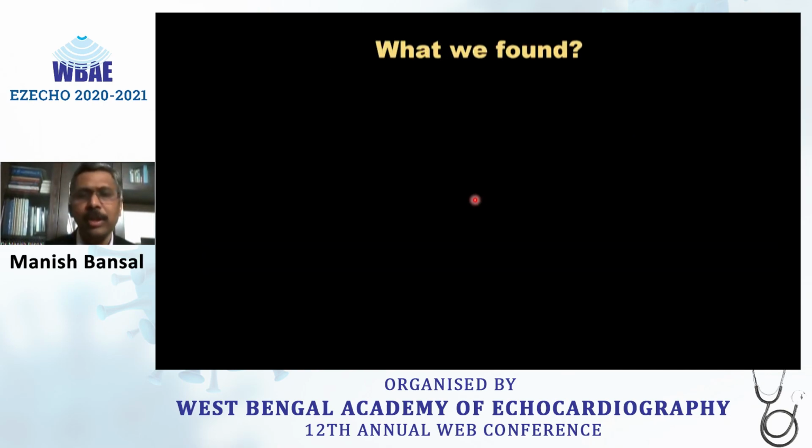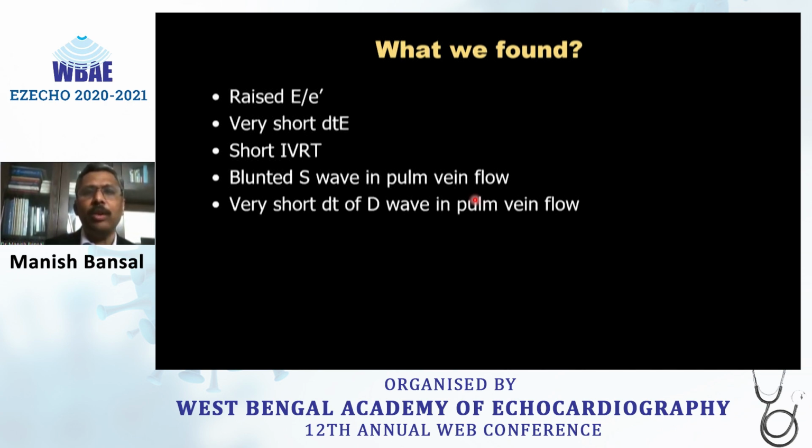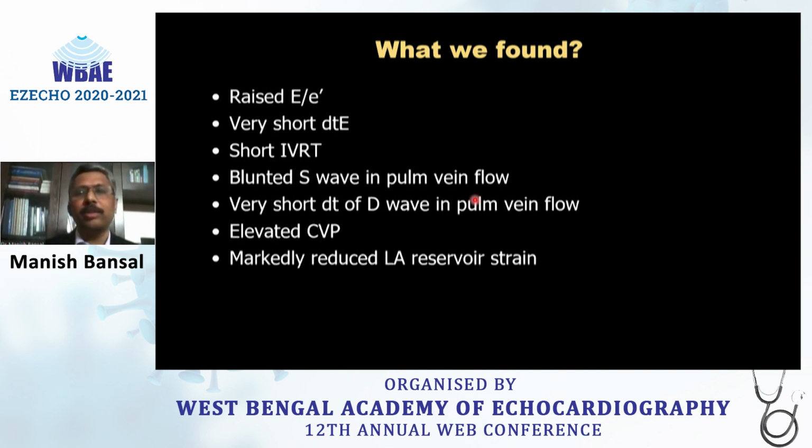So what we found here, we found that the E over E prime was raised, DTE was very short, IVRT was short, S wave in pulmonary vein flow was blunted, DT of D wave in pulmonary vein flow was very short, and there was elevated CVP and markedly reduced LA reservoir strain, all of them indicating significantly elevated LA pressure. At the same time, we found that the LVEF was preserved and GLS was preserved. So there was sort of some disconnect between these two.